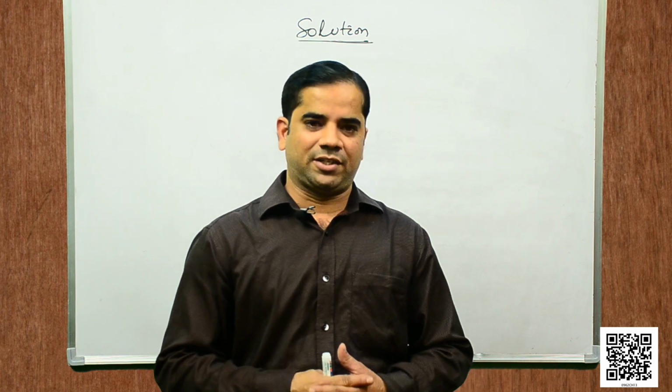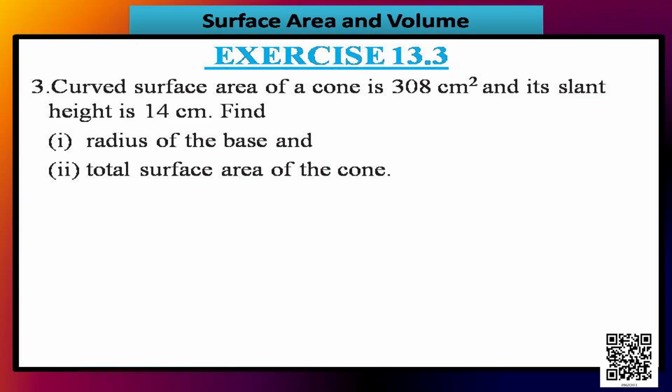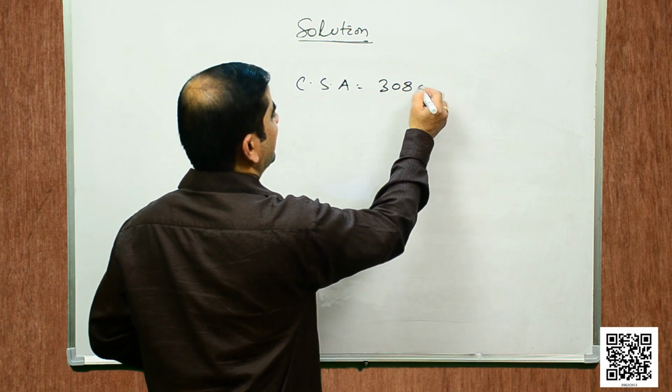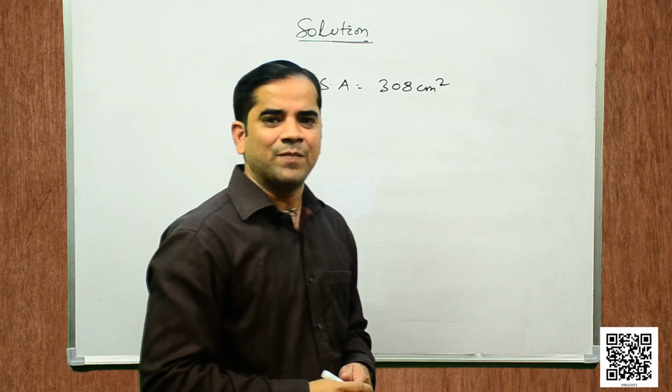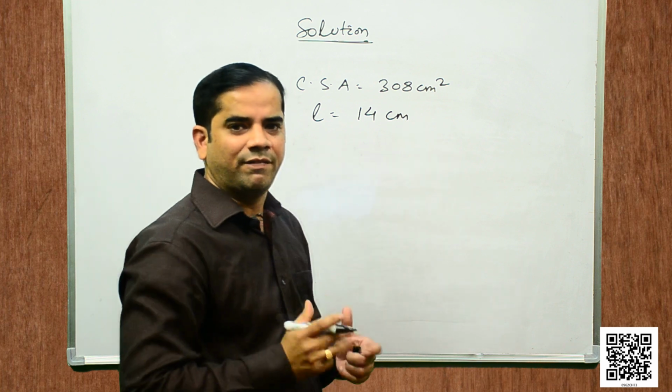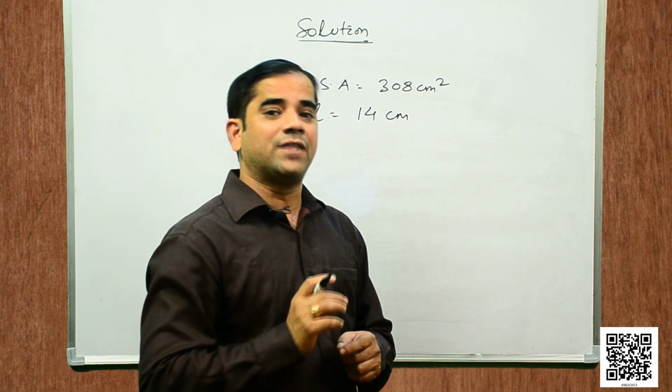Students, let us now discuss question number 3. It says curved surface area of a cone is 308 centimeter square and its slant height is 14 centimeter. Find radius of the base and total surface area of the cone. Okay. So, let us solve the question. The given data is curved surface area is 308 centimeter square. Okay. And slant height, that is L, is equal to 14 centimeter. Fine. Find radius of the base.